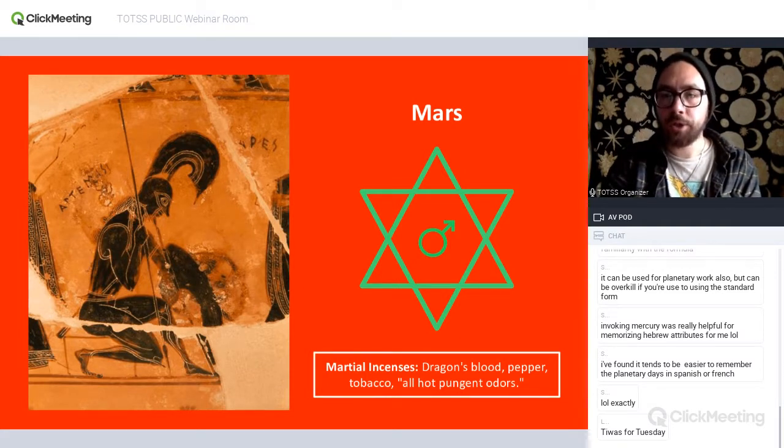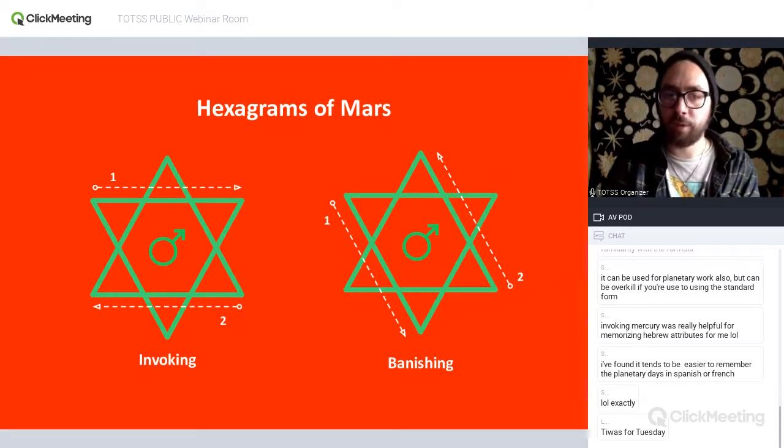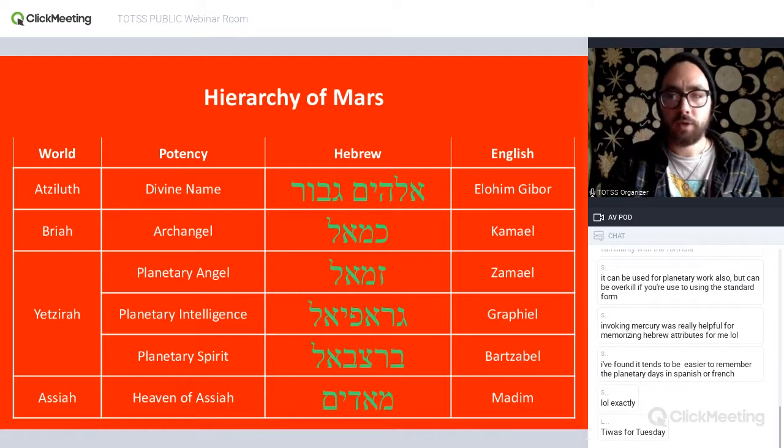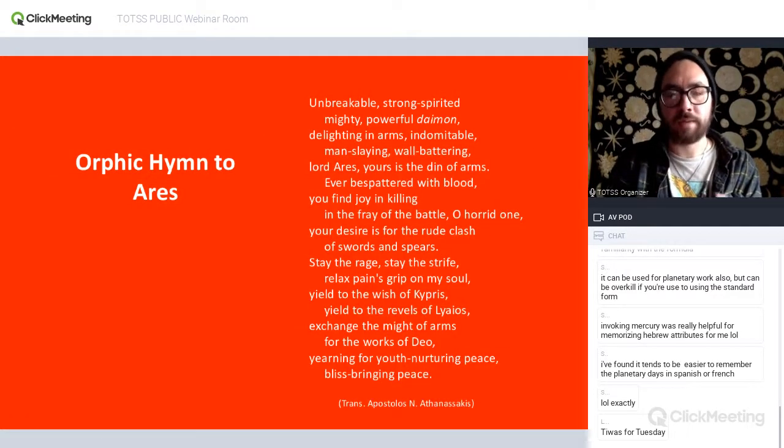All right, so we're just about an hour and a half here, so I'll just click through the last few of the slides, and then we will be done. And again, I'll make these slides available for you, as a reference for use in your work. So here we're going through the hexagram of Mars, hierarchy of Mars, and the Orphic hymn to Aries.